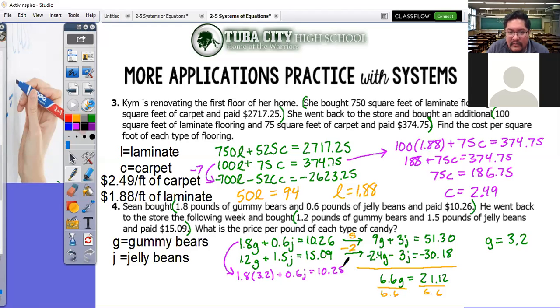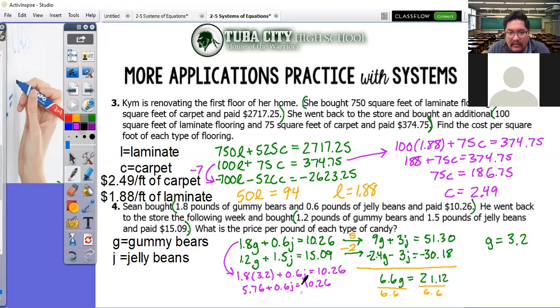Oops, 26, not 25. There we go. Okay, now I'm going to multiply this, because I know it's $3.20 for a pound of gummy bears, and this is 1.8 pounds, so it's almost 2 pounds. 5.76, so it's $5.76. And I didn't change anything on this side, so nothing would change.